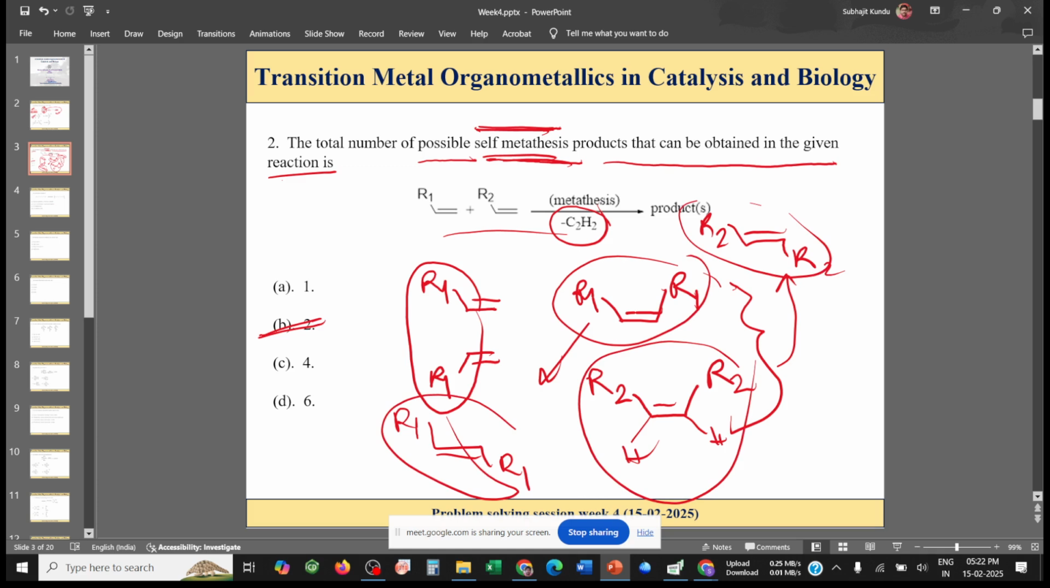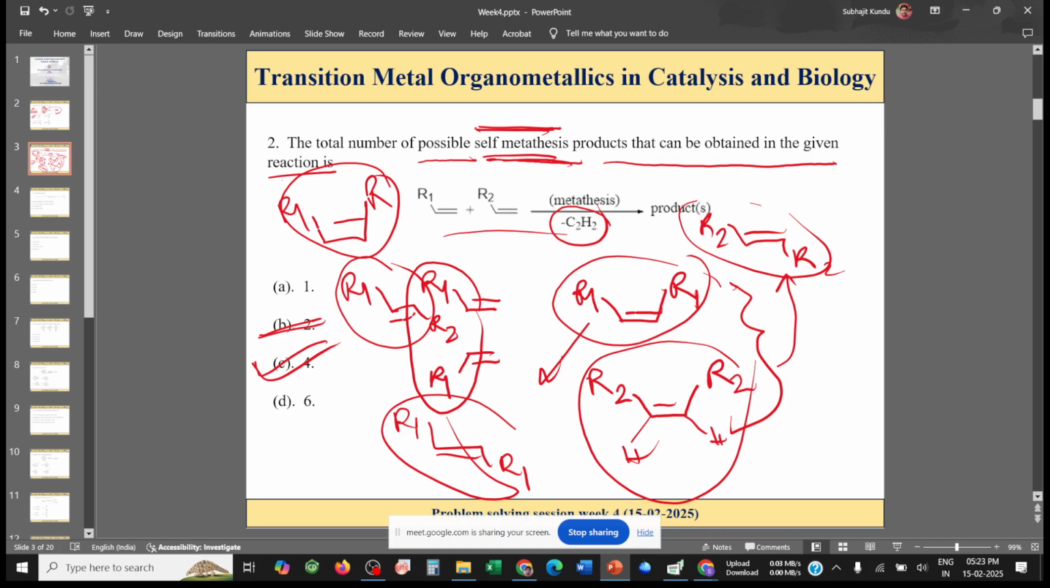So that is the total number of self metathesis products only, not the cross metathesis. If it performs the cross metathesis, then R1 R2 is possible. Also, the other trans isomer of this is also possible. So these two will be the other products. But here in this question we are only discussing the self metathesis products. That's why our answer will be 4. So only 4 products, R1 and R2 with both cis and trans configuration, will be our products.